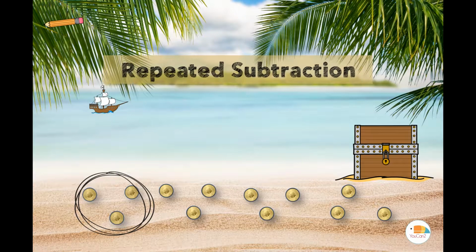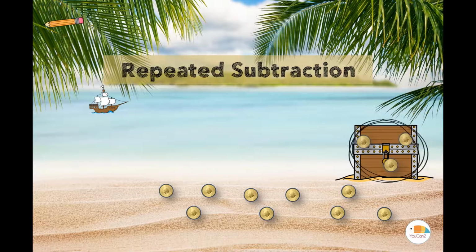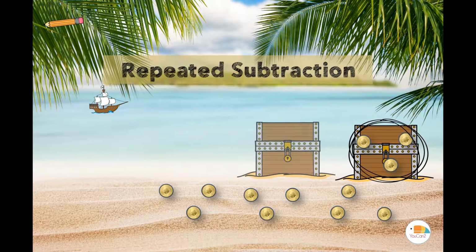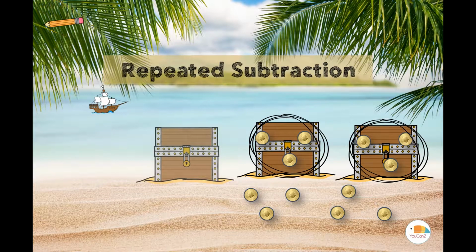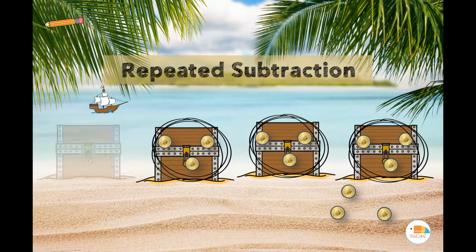We better get this treasure hauled off fast, Ucan. We've got 3 coins that we can take away from our 12 and put in the first treasure chest. Let's take away another 3 coins and load them up in this second treasure chest. Now, let's take away another 3 from our 12 and load them in a third treasure chest. And last, let's take away our last coins and load them up in a fourth treasure chest.